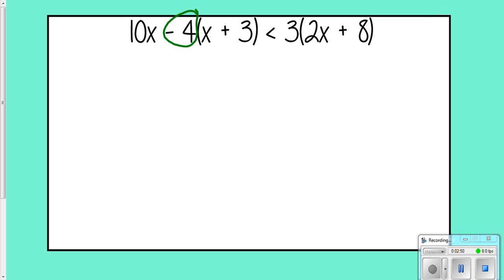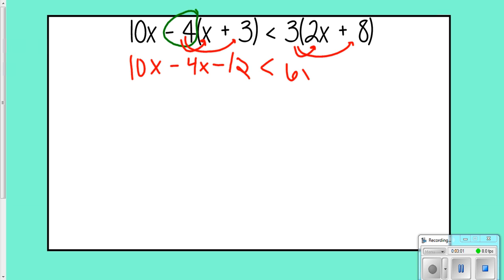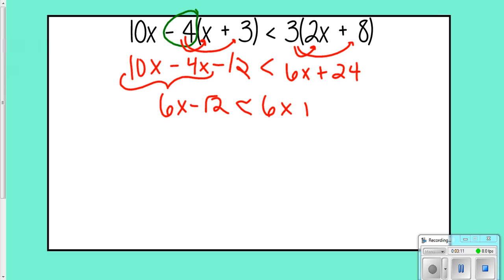Alrighty, so I'm going to go ahead and work this out. I'm going to bring 10x down. I'm going to distribute -4, right? So -4x minus 12. Hope you remembered that minus 12. Distribute the 3, so I've got 6x plus 24. Okay, I'm going to go ahead and combine like terms here before I ever move anything to a certain side. Okay, so 6x minus 12 is less than 6x plus 24.